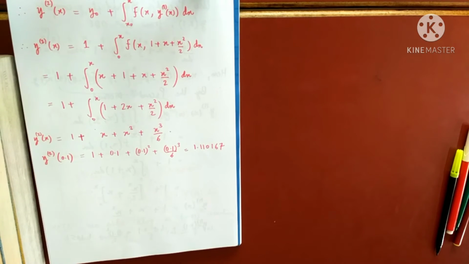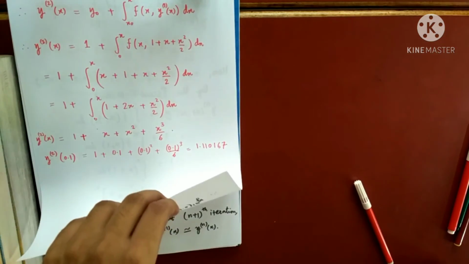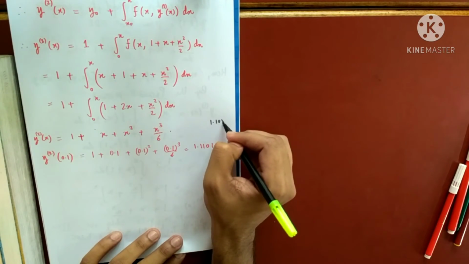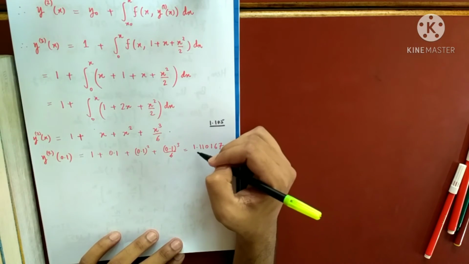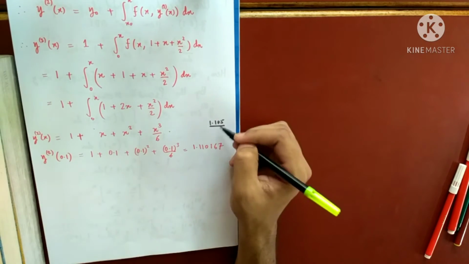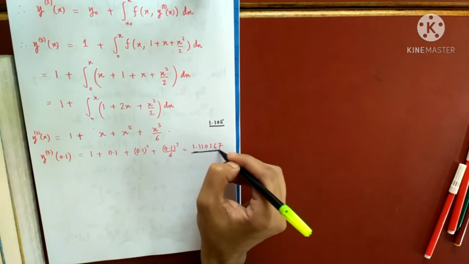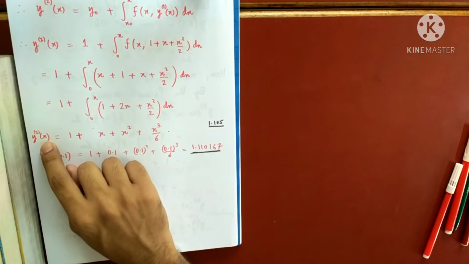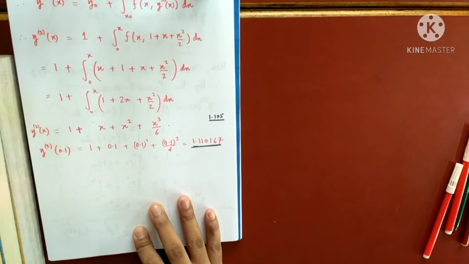Okay, so let's see this value and the previous value. This is the current value, and the previous value, if you remember, was 1.105. They are definitely not very close. It is 1.10, this is 1.11. So they are definitely not close, so we will go for the next iteration. So this is the second iteration, and at the end of the second iteration we are getting this.